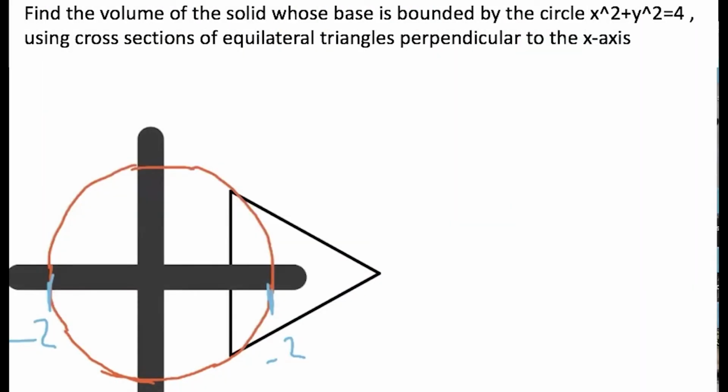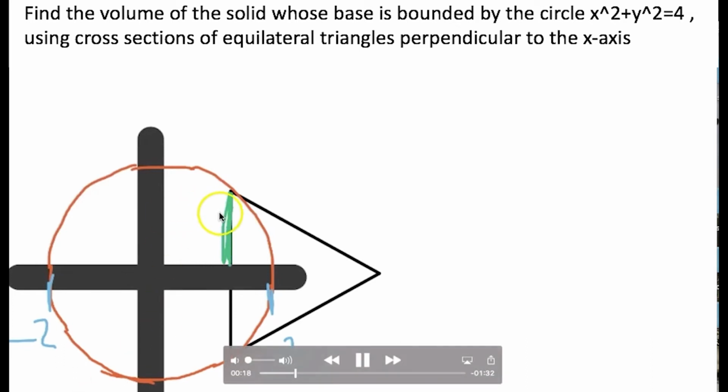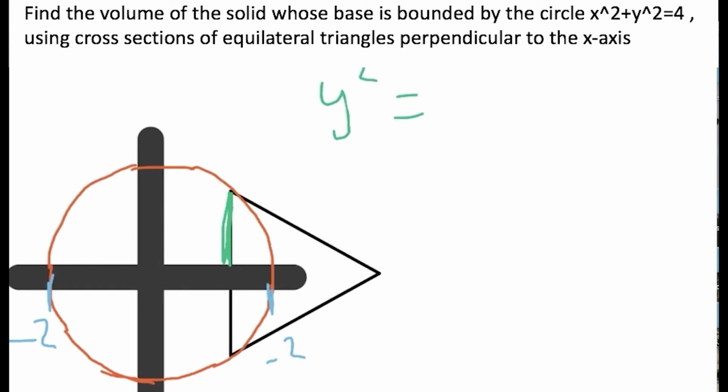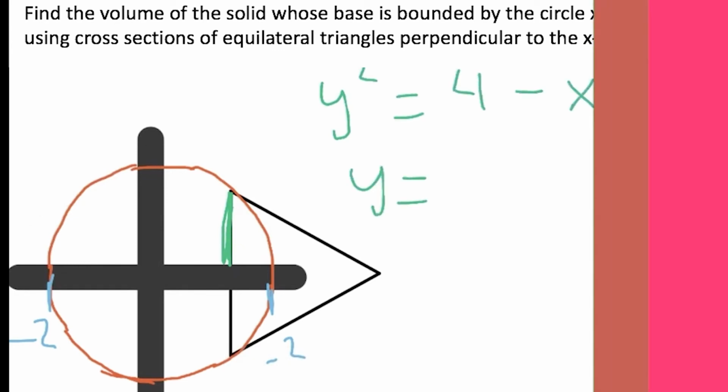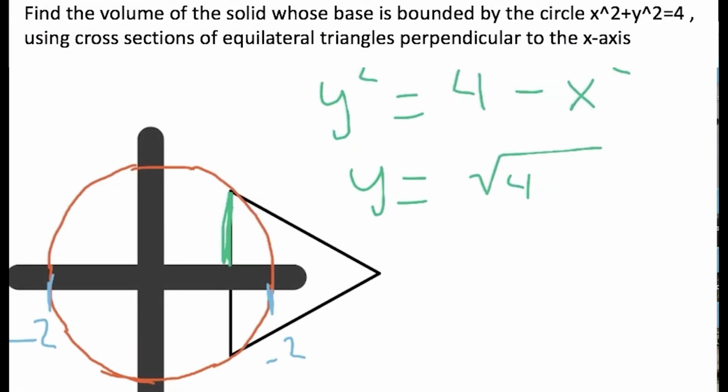So in this problem, we will be showing cross-sections perpendicular to the x-axis with equilateral triangles. We have the equation x squared plus y squared equals 4. As you can see here, that's the shape inside of the coordinates. It goes from -2 to 2. Therefore, we will put it in terms of y. So y squared equals 4 minus x squared, and we get y equals square root of 4 minus x squared. We would then say it would be positive because it would be in the first quadrant.